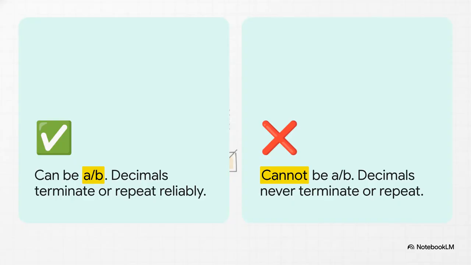Let's directly juxtapose our two rival families right here to visually lock in these big picture differences. Over on the left, rational numbers. They can always be written as a over b. Their decimals are polite. They either terminate and end completely, or they repeat in a totally reliable pattern. On the right, the irrational numbers. They completely reject that a over b format. Their decimals are just pure chaos. They never terminate and they never ever repeat.